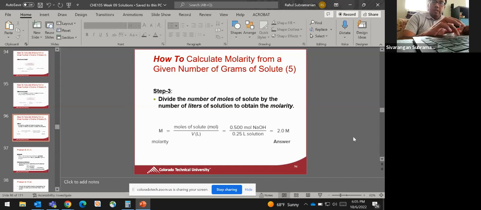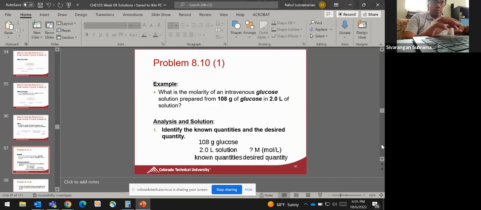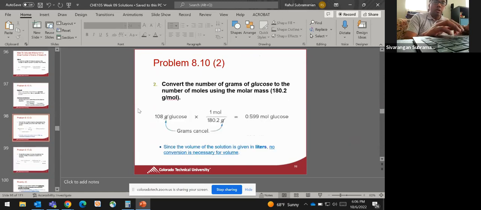Okay, let's keep going. There's a few more practice problems. What is the molarity of an intravenous glucose solution prepared from 108 grams of glucose in 2 liters of solution? You're given 108 grams of glucose, so you know that you have to convert that into equivalent number of moles. You're given 2 liters of the solution, and you're required to find the concentration expressed in molarity, capital M, moles per liter. How do you do that?